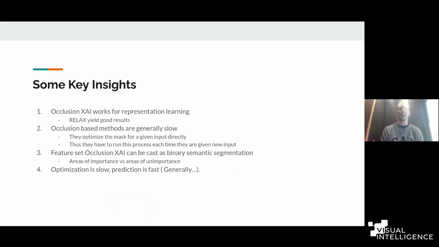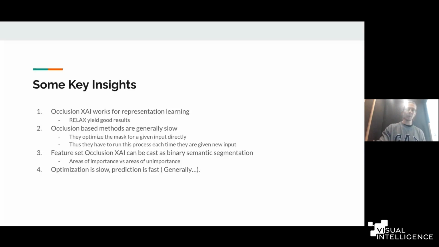So finally, some key insights to explain this work. First of all, we know from Relax that using occlusion-based methods works fairly well for representation learning. That's at least what Relax indicates. So it makes sense to create a method that does occlusion to measure the importance of these representation learning systems.